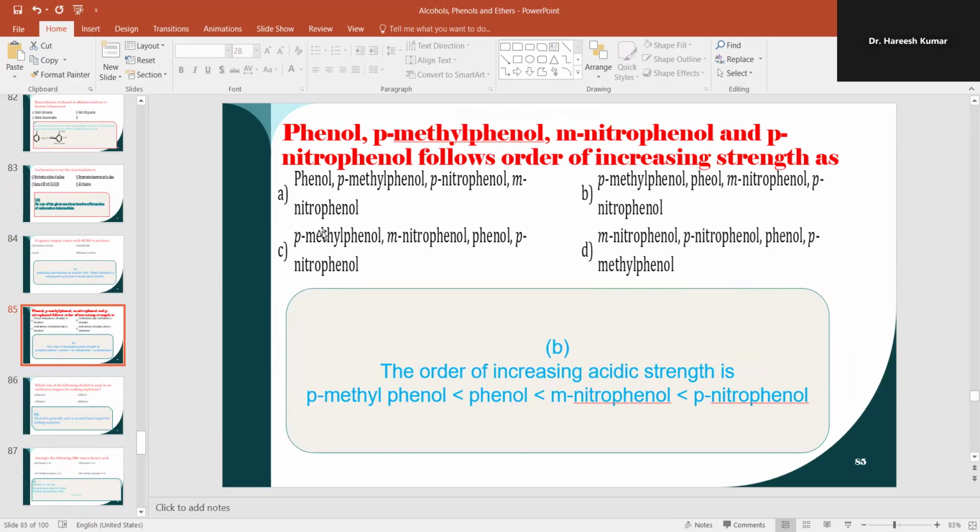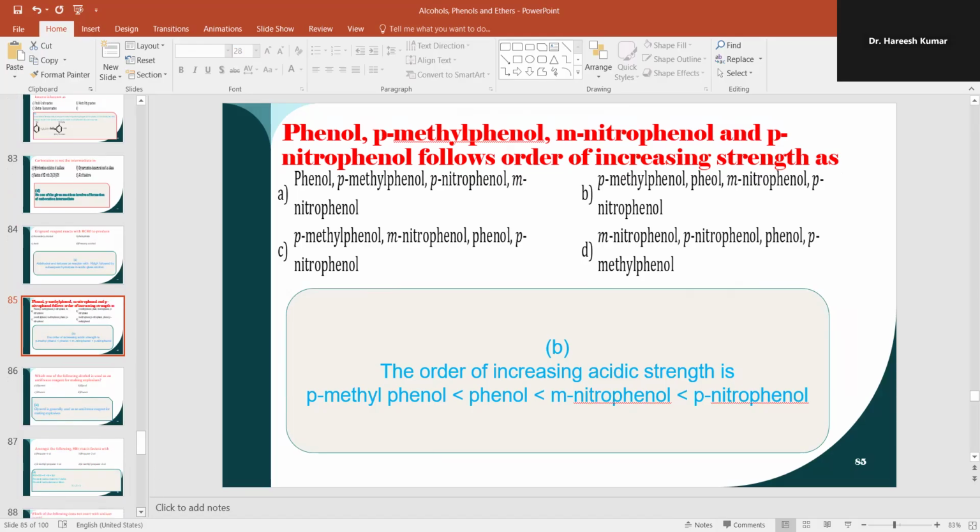Right. So phenol, paramethyl phenol, metanitrophenol, and paranitrophenol follow the order of increasing strength as: paramethyl phenol will be less acidic compared to phenol. Phenol is less acidic compared to metanitrophenol. Metanitrophenol is less acidic compared to paranitrophenol. This is the correct order. Let's take another question.